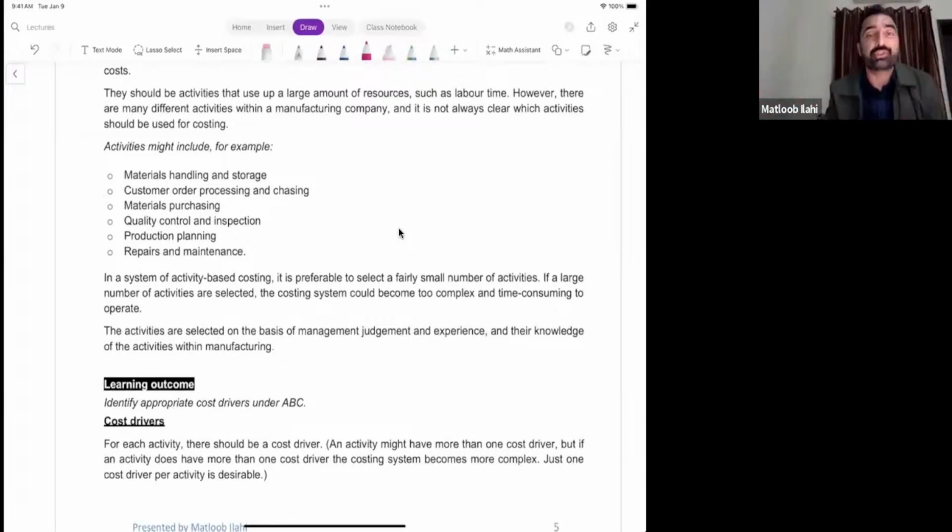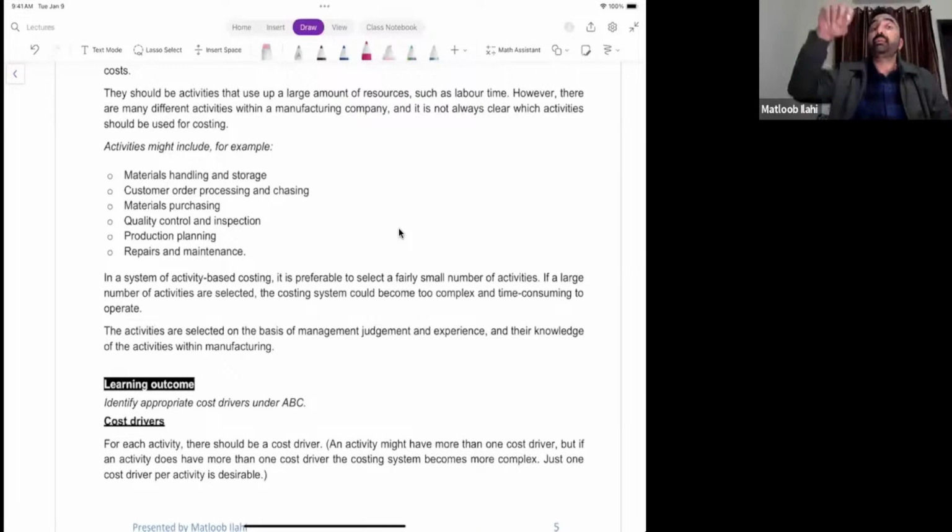Activity can be customer order processing and chasing. For example, a customer has made an order on the phone, online, or on the website. So you have to now process the order, and there is a cost of order processing. For example, you have two or three staff members allocated to chase that order from receiving the order till delivering that order. Who will monitor and keep track of all this? There is a cost.